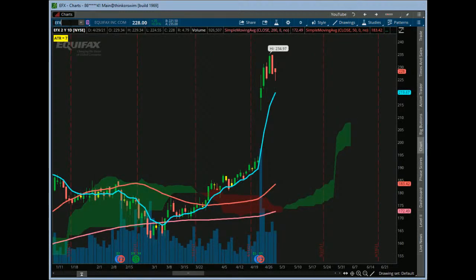Equifax. Changing the shape of global commerce, I guess. Anyway, so interesting little kind of hanging man-ish type candle right here, but it is getting tight up in that area. So see how it holds, look for clues, and look for breakouts one way or the other.